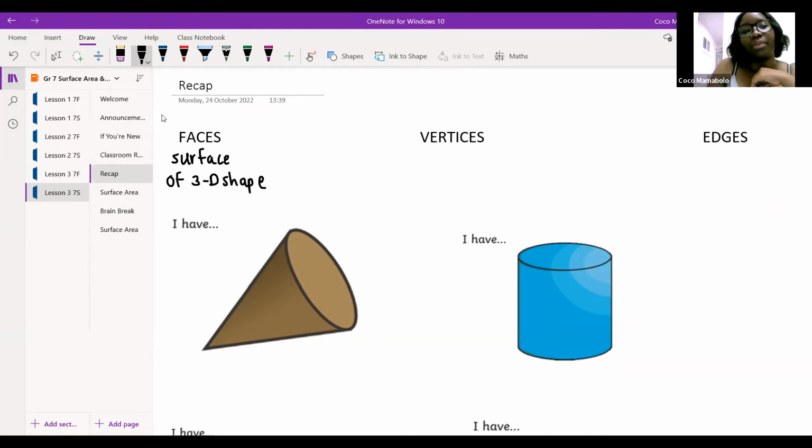Do you know, my sweetie? You can unmute. Ma'am, pardon? What are vertices? It's the lines of a 3D shape. Not quite. So you're mixing that up with something else. It's the points of a 3D. It's the pointy parts of the 3D shape.